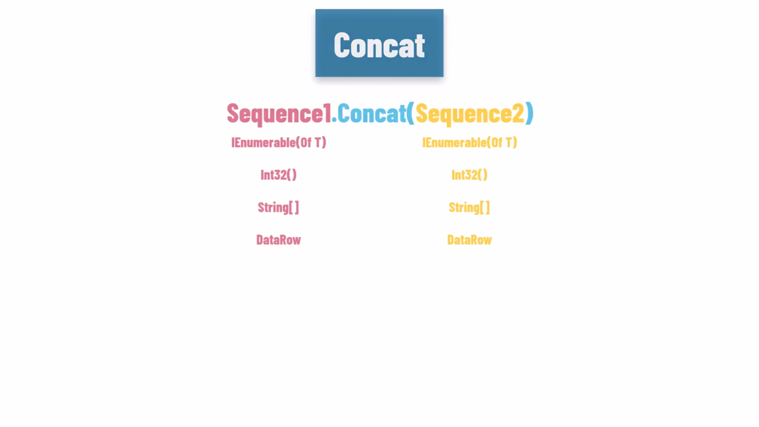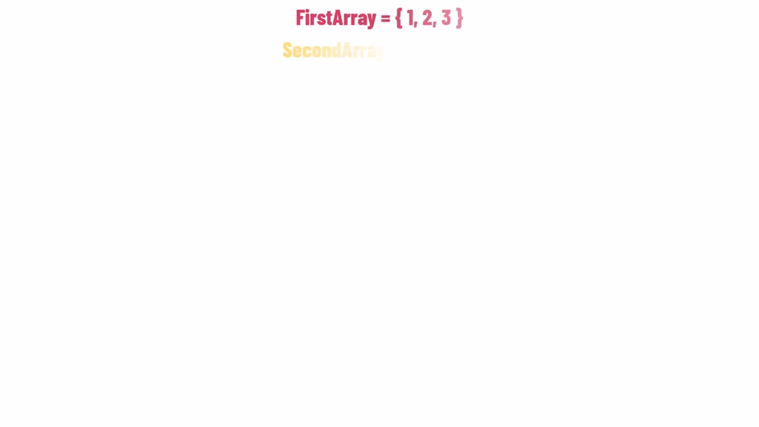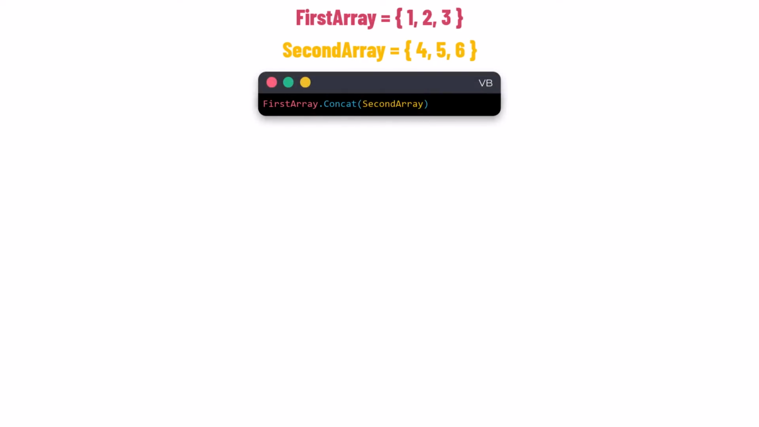Let's start with a simple example. Suppose you have two arrays of integers. You can easily concatenate them using concat. Here's how you do it. This will output a single array with the following elements. This output sequence contains all elements from both arrays. To get the output as array, you can use toArray method as following.